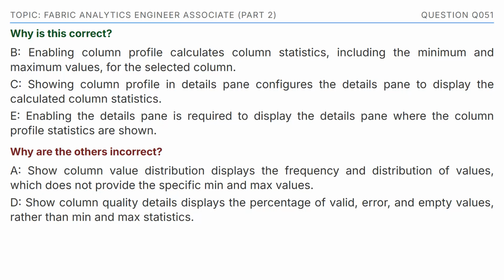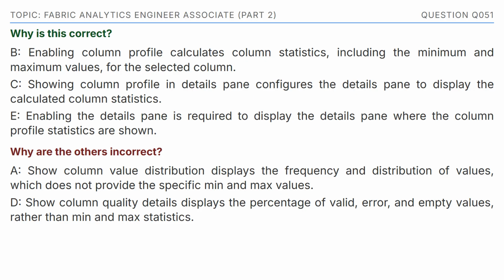B. Enabling column profile calculates column statistics, including the minimum and maximum values, for the selected column. C. Showing column profile in Details pane configures the Details pane to display the calculated column statistics. E. Enabling the Details pane is required to display the Details pane where the column profile statistics are shown.